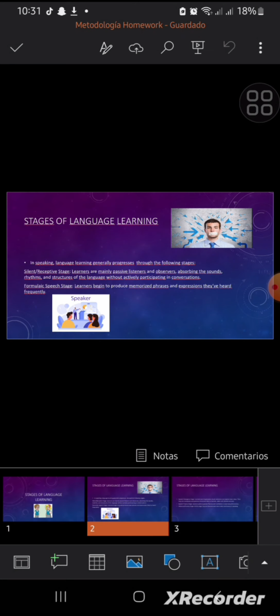In the next slide, we have the stages of speaking. The first stage is the silent receptive stage. This stage is when the student only listens and observes to catch all the sounds. And we can see in the information that a student also has to get the rhythms, pronunciation, and the structures of the language.